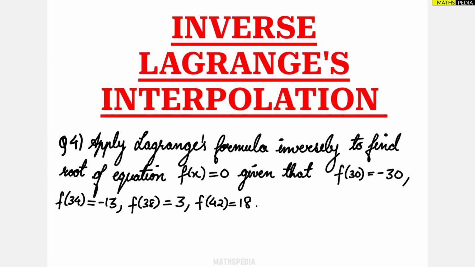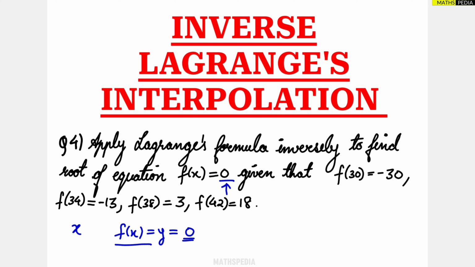So in this video, we are going to discuss inverse Lagrange's interpolation. They asked us to apply Lagrange's formula inversely to find the root of the equation f of x equal to 0. What's the meaning of that? The value of x such that f of x is equal to what? We have studied f of x is equal to y. Now f of x is equal to what? They have given 0. Correct?